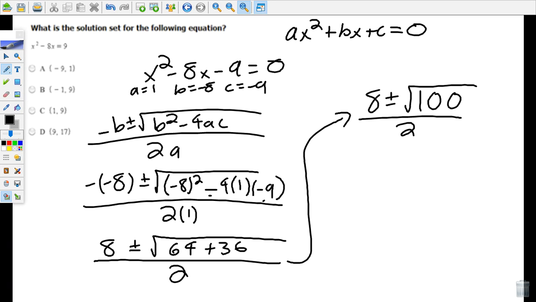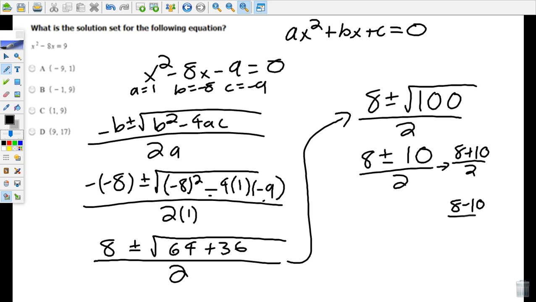The square root of 100 is convenient because it's a perfect square. That value is just 10. So we have 8 plus and minus 10 over 2, which again you can separate. You can have 8 plus 10 over 2 and 8 minus 10 over 2. 8 plus 10 will become 18 over 2, which results as 9, because 18 divided by 2 is 9. 8 minus 10 is a negative 2 over 2, which simplifies into just negative 1. So we have a 9 and a negative 1, which is E.